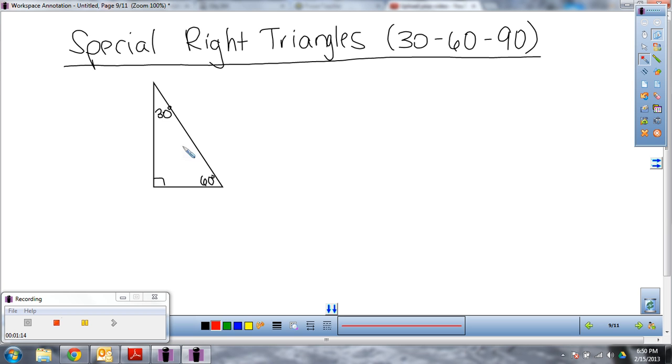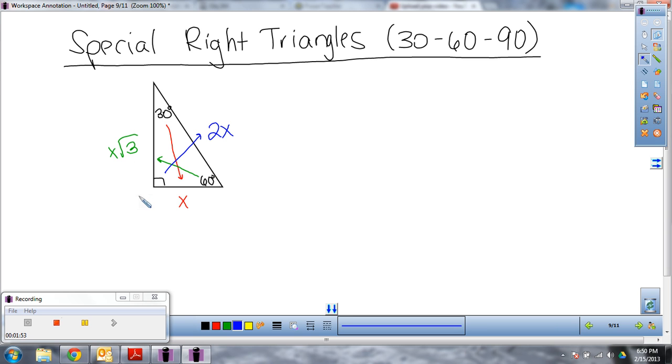The first relationship is the side that is across from the 30-degree angle. If we know this side, we can find the other sides very easily. 30 is represented by x, just x by itself. Once we know x, we can then find the side across from 60. The side across from the 60-degree angle is represented by x square root of 3. And if we know x, we can also find the hypotenuse, or the side that is across from the 90-degree angle, which is represented by 2 times x.